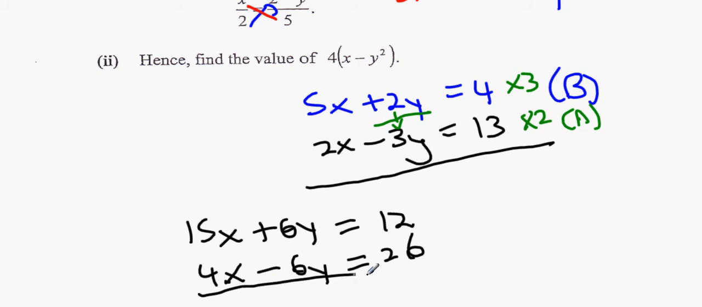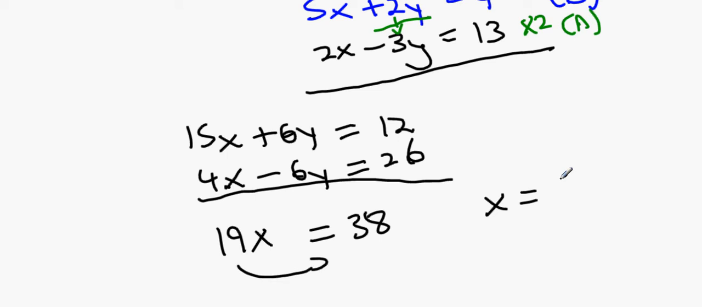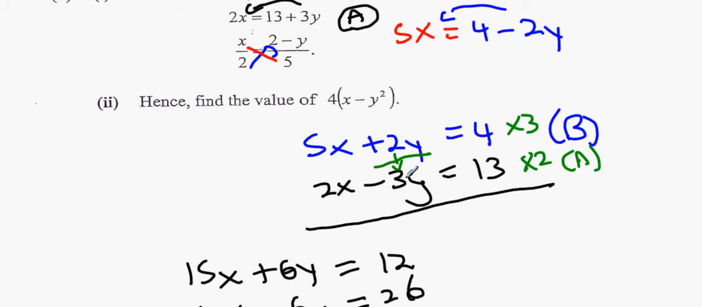So we just put the line underneath, and what we get here is 19x, adding them together, equals 12 plus 26, 38. x will equal, 19 becomes division on the other side, so it's 38 divided by 19, x equals 2. Now, x equals 2, so we have to figure out what y is. We can take either one of these equations. We'll take the first equation here.